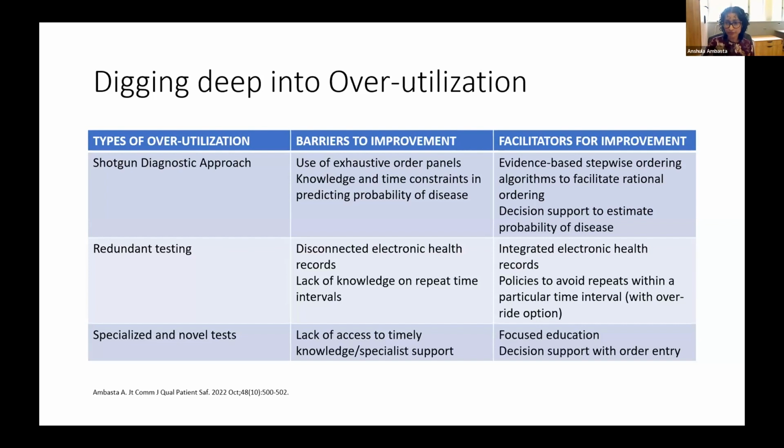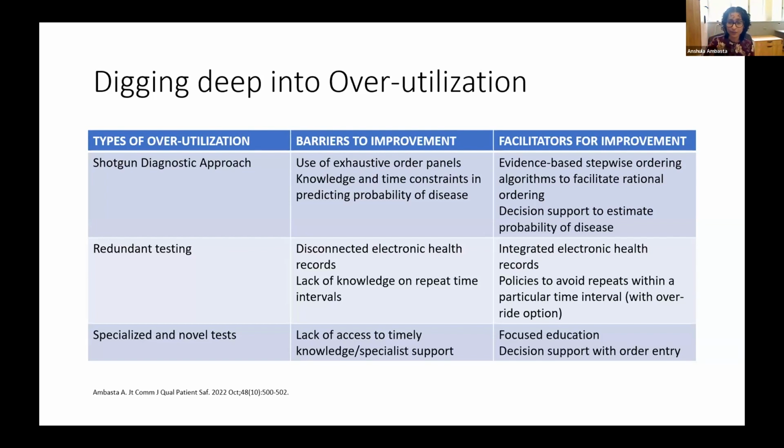And then another area where overutilization persists is in the area of specialized and novel tests. These are tests that are not used very often, and there are often knowledge barriers in understanding how or when these tests need to be ordered and how they need to be interpreted. This can often happen because there's a lack of access to timely knowledge or specialist support in ordering these tests. Facilitators for that are focused education and decision support with order entry.